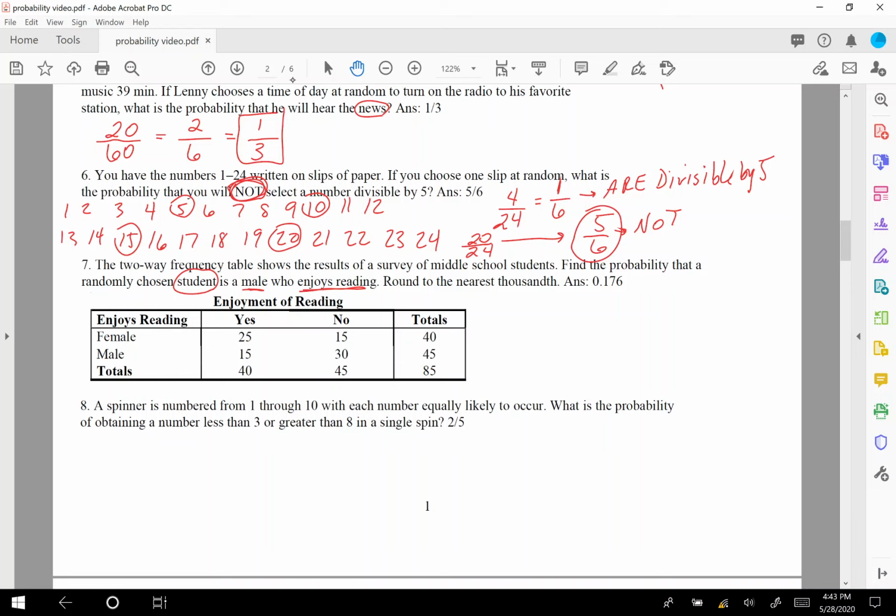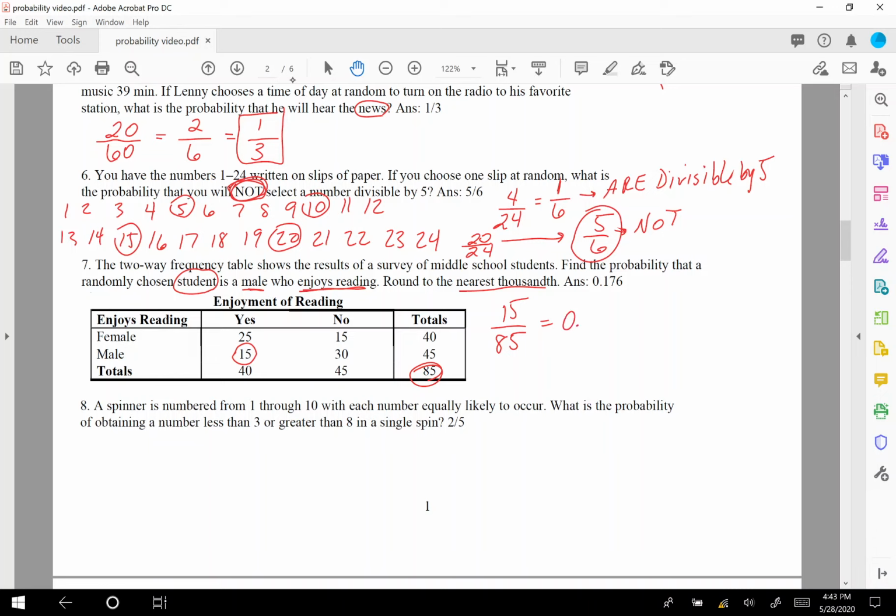So males that enjoy reading, well, there are 15 of them. And now we need to compare this select group of people to the total number of people. So it's the total students. So 15 out of 85 students are both male and enjoy reading. Now you see it says round to the nearest thousandth, so that means 3 decimal places. Just type 15 and divide it by 85 in your calculator.